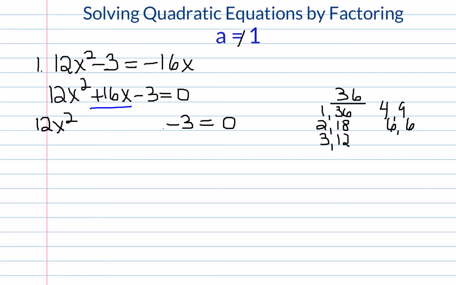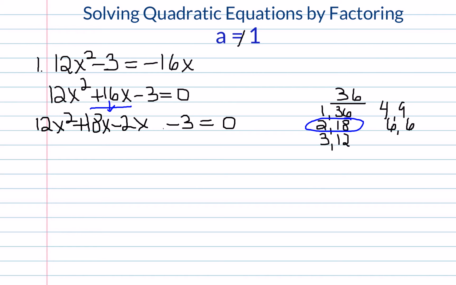Looking at the pairs of factors, I see that the pair that would work, that multiply to give me 36 and subtract to give me 16, would be 18 and 2. I'm going to take those two and rewrite the 16x. When the middle term is positive, that means the higher factor has to be positive. So this becomes 12x squared plus 18x minus 2x, I brought down the minus 3 already, equals 0.